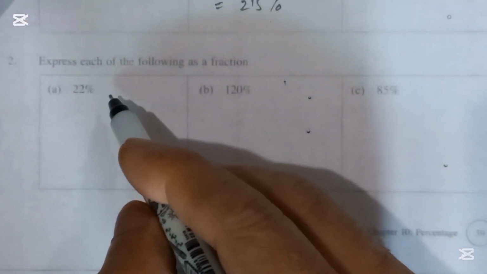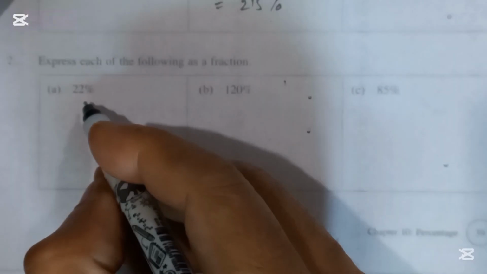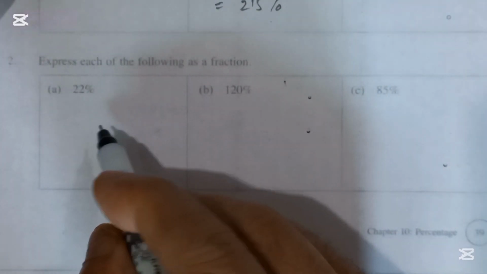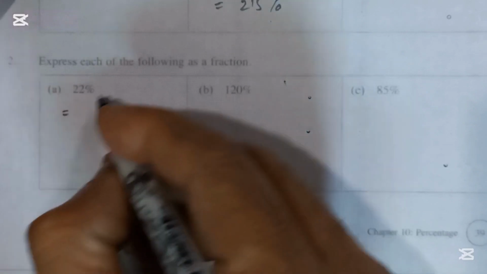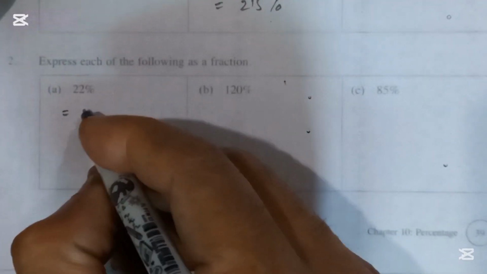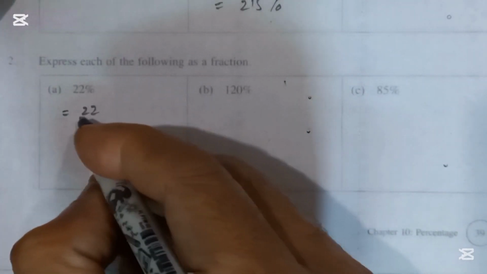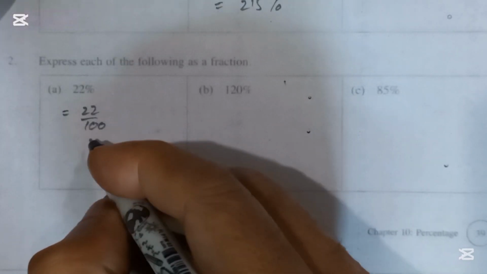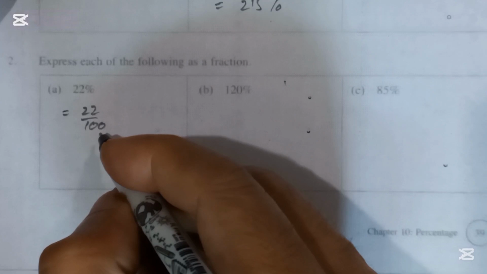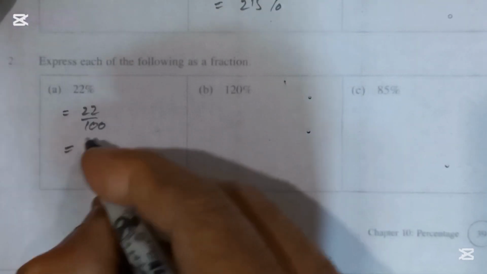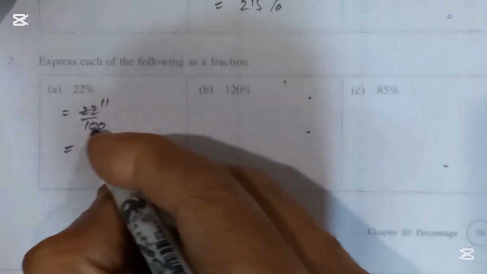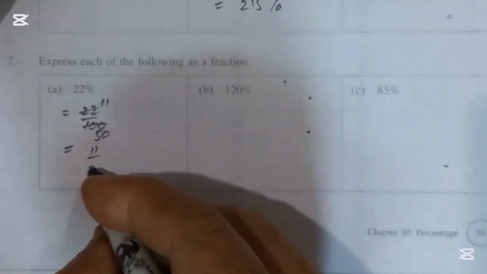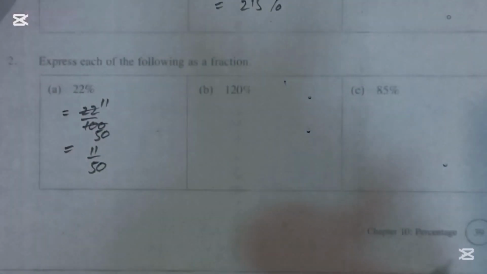Next statement is express each of the following as a fraction. So this is the reverse of the previous question. Now the percentage is given and we are required to convert it into a fraction. So the simple steps are: drop the percentage sign first and divide the number by 100, and then cancel it with the same table and convert it to the simplest form. For example, 2 1s are 2, 2 5s are 10 and 0. So this is the simplest form, that is 11 by 50.